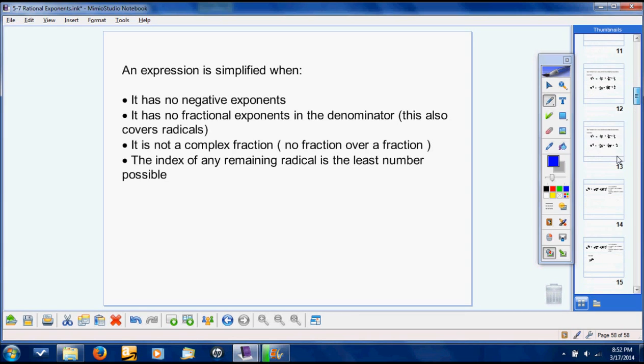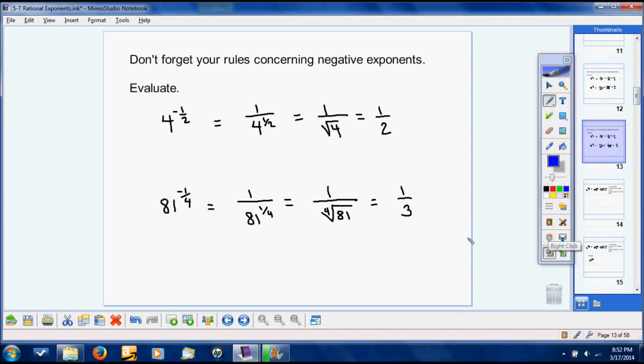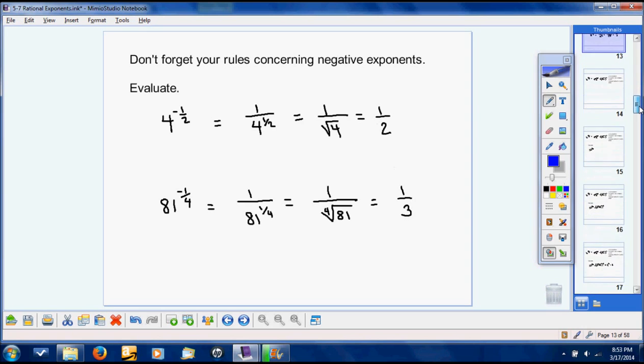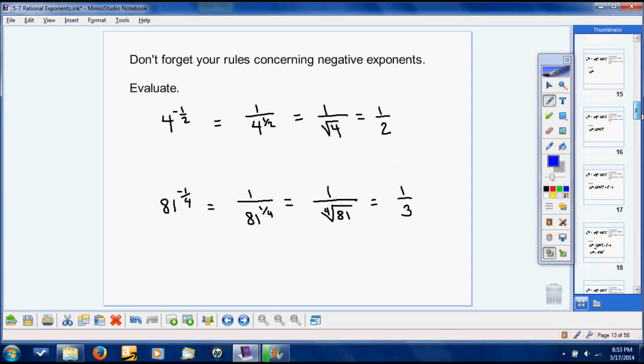Let's look at this one. We had simplified this one, 1/3. That's the same deal as 1/2. No negative exponents, no radicals in the denominator. It passes all of the tests.